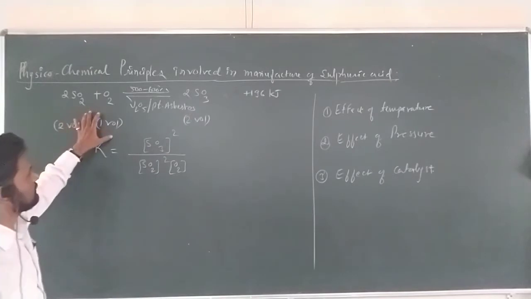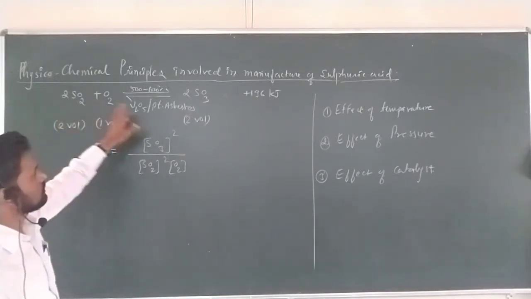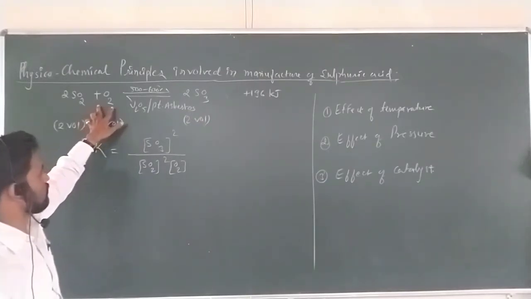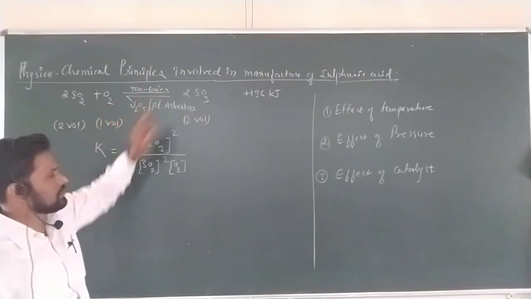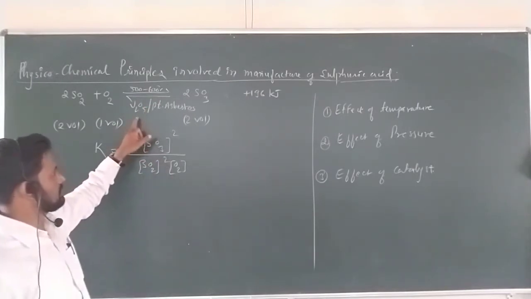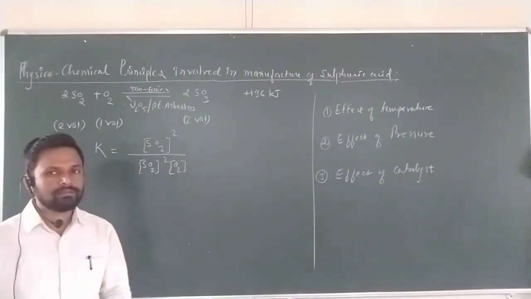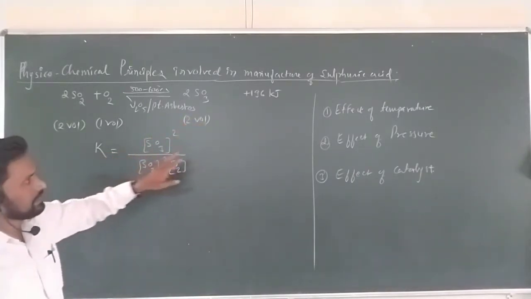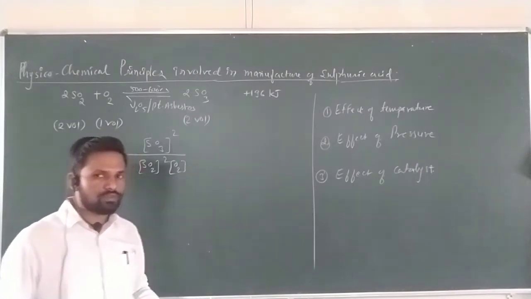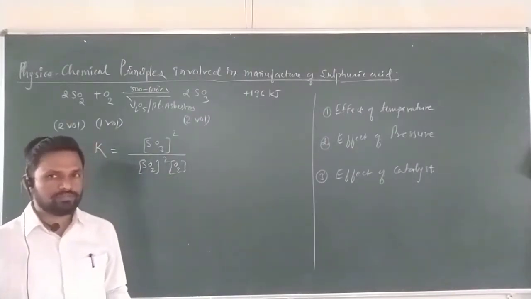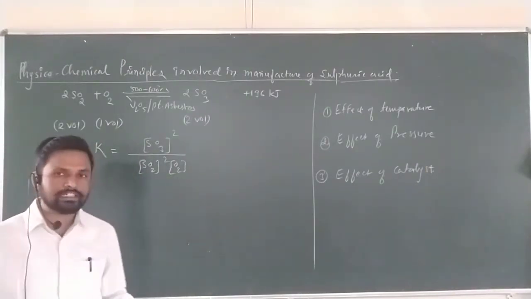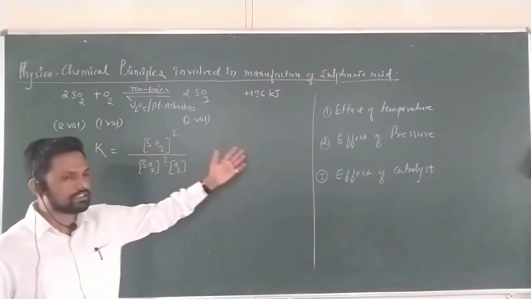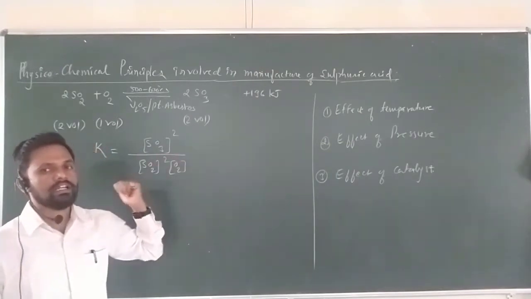Here I have already written the reaction, that is, sulfur dioxide to sulfur trioxide with the oxygen of air. Already we studied that this air oxidation takes place at 500 to 600 degrees Celsius, where the catalyst, vanadium pentoxide or platinum asbestos, can be used for this conversion. Here 196 kilojoules of heat is evolved, so it is an exothermic reaction. The reaction is reversible, in which the forward reaction is exothermic and the backward reaction is endothermic.